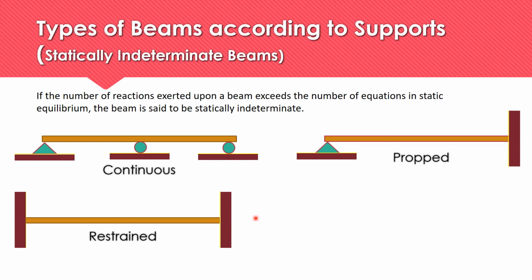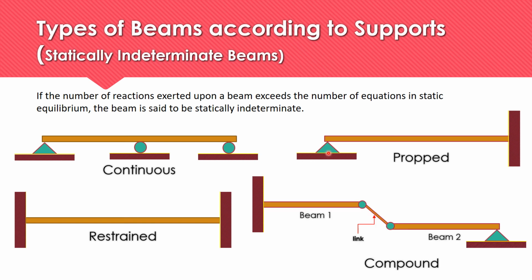Then there's what we call the prop beam. So yung prop beam, fix yung isang end, and then the other end ay hinge or pwede rin na roller ito. And we have a compound beam. So we have here two beams, beam 1, beam 2. Yung beam 1, fixed at one end. Beam 2, may hinge sa isang end. And the two beams are connected by what we call a link. So these two beams form a compound beam and it is statically indeterminate.